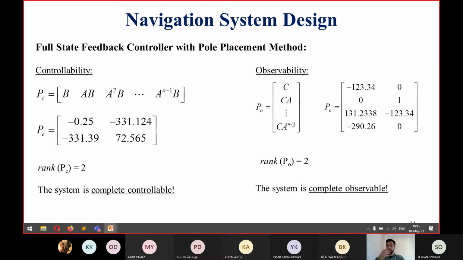And before establishing a controller, we have to check its controllability and observability. As you see, both matrices are rank 2 matrices. Since I have only 2 states, it means that the system is completely controllable and completely observable.